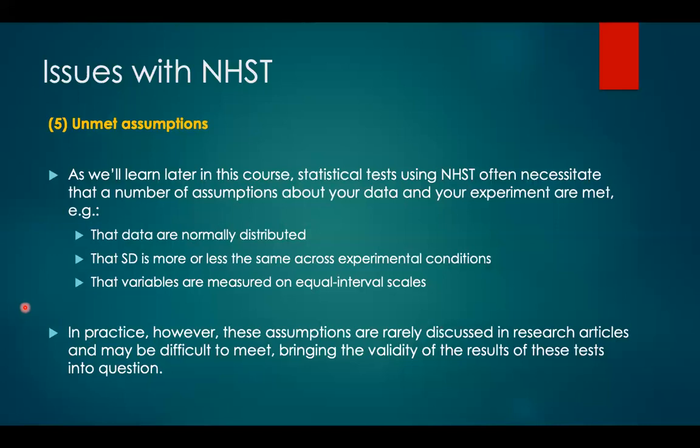Now, a really important thing about NHST and how it's used in the social sciences that really brings down its credibility is unmet assumptions. As we will learn later in this course, statistical tests using null hypothesis significance testing often necessitate that a number of assumptions about your data and your particular experimental design are met. For example, they assume that data are normally distributed. So issues of skewness can become problematic when you're using null hypothesis significance testing.